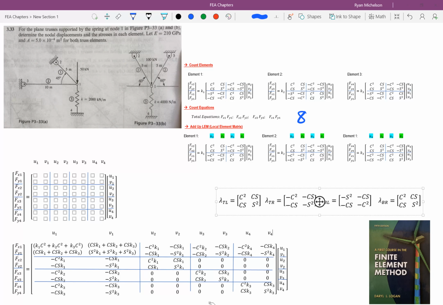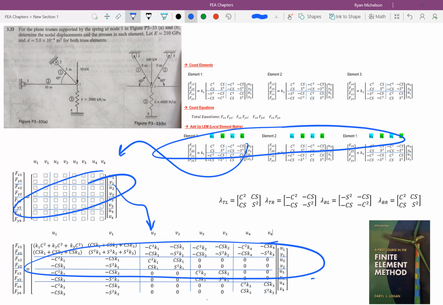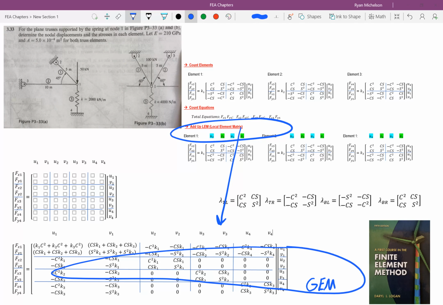So what does that mean? That means that we have an 8 by 8 matrix. So before we even start the problem, we know the size of this matrix. So that's pretty important. Next thing we want to do is take our local element matrix. We want to add them up and come up with a global element matrix. This is our global element matrix down here. So we're going to go from our local element matrix to our global element matrix.